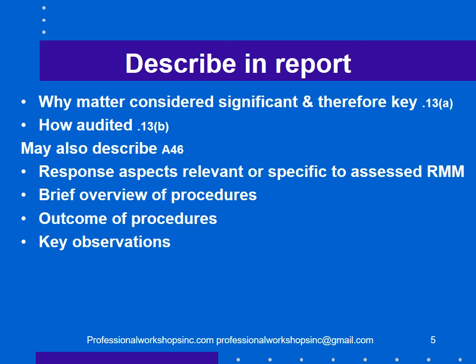How you describe the key audit matter in the report, 13A: why the matter is considered significant and therefore key, and how you audited it. And A46 gives us some hints as to how we might describe how we audited it: response to the aspects that are relevant or of significance to assess risk of material misstatement, a brief overview of the procedures you used, the outcome of the procedures, and key observations.